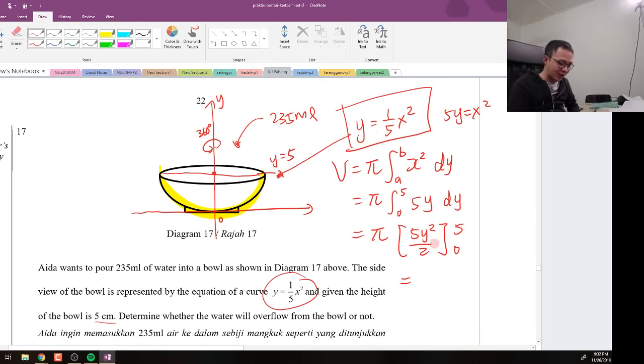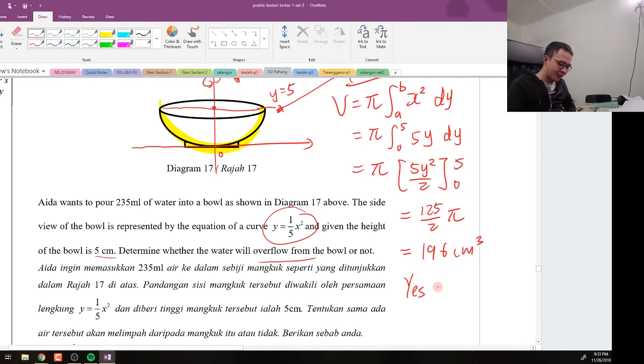Alright, then I will just use a calculator to actually calculate it. So this one should be 125 over 2 pi. Then I will use a calculator to know how big this is. So the calculator tells me it is 196 cm cubed. So therefore cm cubed is very close to ml, so we assume it's ml. Therefore the question asks, will it overflow or not? So yes, it will overflow.